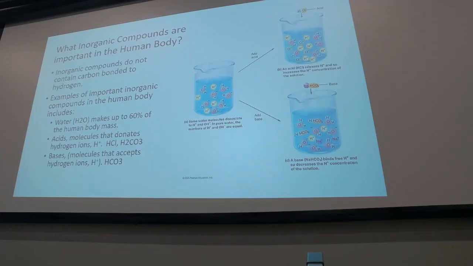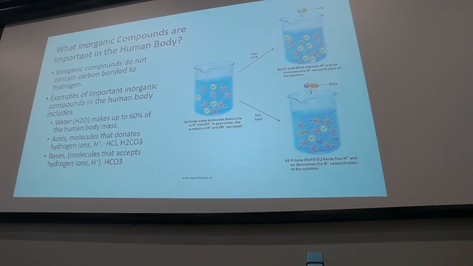So here we have this diagram showing, for instance, in this beaker, water molecules that tend to dissociate into hydrogen ions and hydroxyl. Hydroxyl is basically OH. They tend to dissociate equally in neutral water. So if you add an acid like hydrochloric acid, this will increase the concentration of hydrogen ions, so that water becomes acidic.